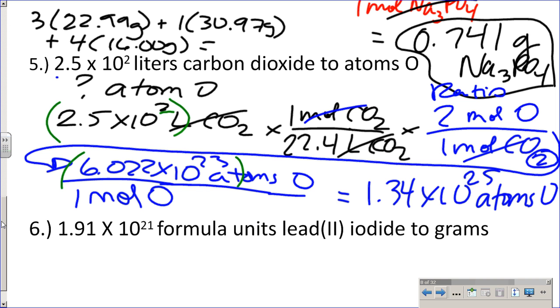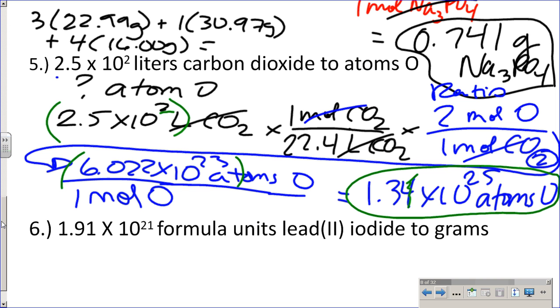What happens when you have exponents of the same base? What do you do to them? Add them, so that's how you get 10 to the 25th. And is there something wrong with this final answer? Sig figs, how many? 2, so 1.34.